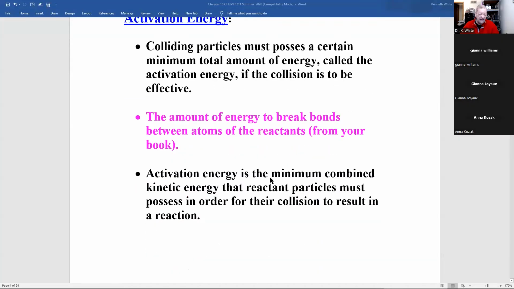Now, another way of thinking of energy, I'm going to sneeze in a second. Hold on. Nope, stop for a second.